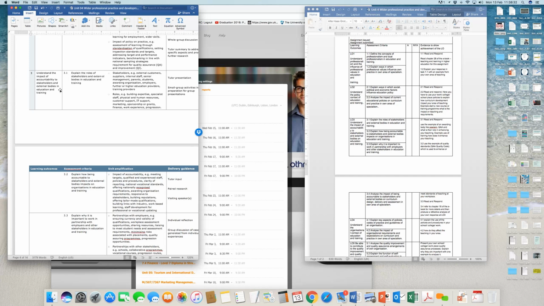Right now, 3.1 is explain the roles of stakeholders and external bodies in educational training. Stakeholders. Again, we look at stakeholders. Who are they? People who've got some reason to be involved. External customers, I'm not sure who they are. Then you've got suppliers, materials and resources, the internal staff, the senior management, parents, of course, if you're in a school, the students themselves.